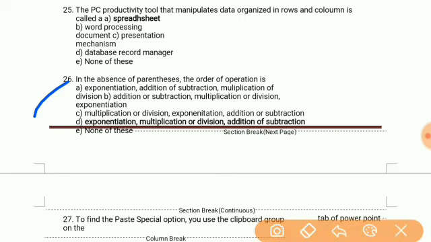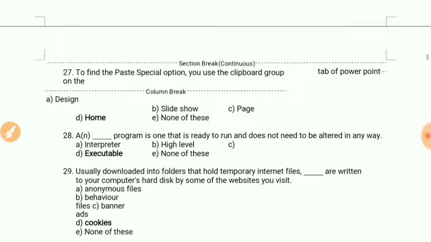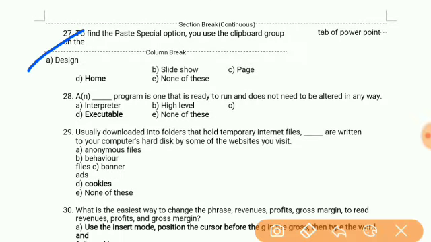Okay, then in the absence of parenthesis the order of operation is exponentiation, multiplication or division, addition or subtraction. So in the absence of parenthesis, exponentiation comes first, then multiplication or division, then addition or subtraction. Then to find the paste special option, you use the clipboard group of the home tab of PowerPoint. So for paste special we have to go to the PowerPoint home tab.